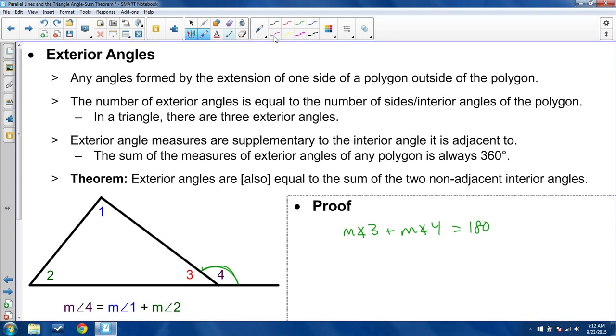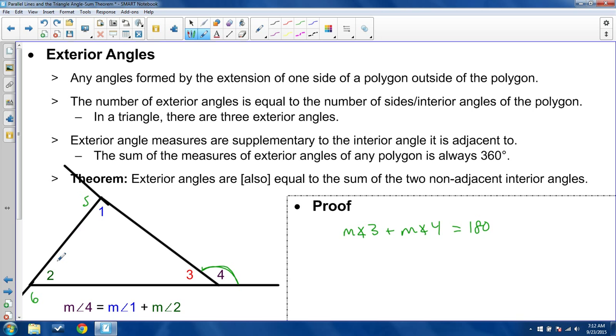So that's only one exterior angle. I could have made more. Like I could make one and extend it out that way, and I can make one and extend it out that way, kind of running out of room. These could be angles 5 and 6, if you will. But those are also exterior angles. The number of exterior angles is equal to the number of sides or interior angles of the polygon. So in a triangle, there are 3 sides and appropriately also 3 interior angles. And if there are 3 interior angles and the exterior angles are made outside of it by extending the sides, then there should also be 3 exterior angles, 4, 5, and 6 right there.